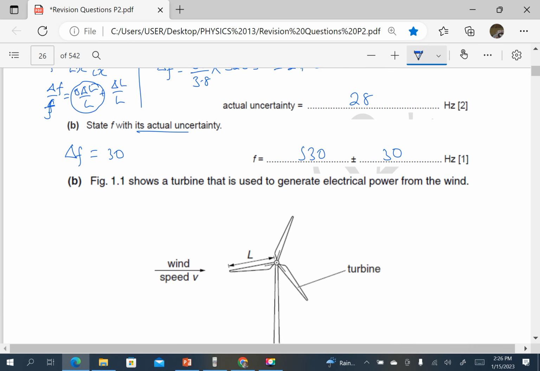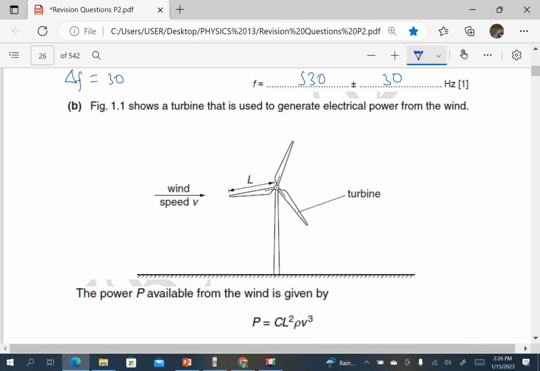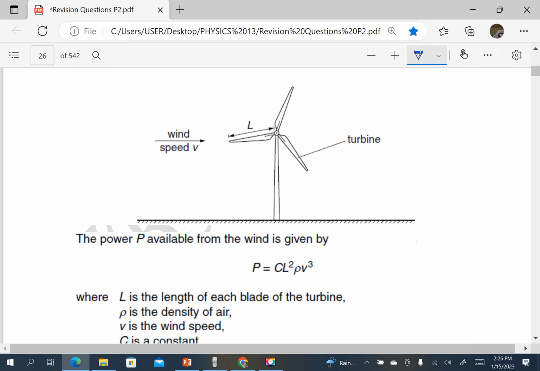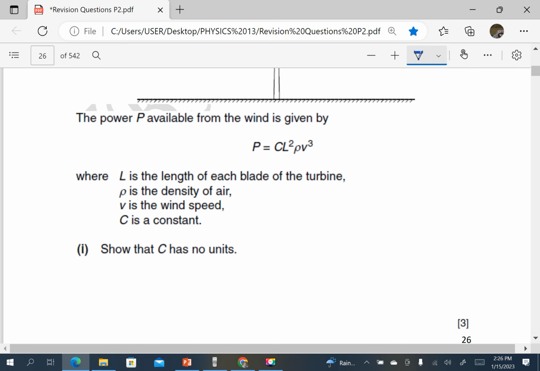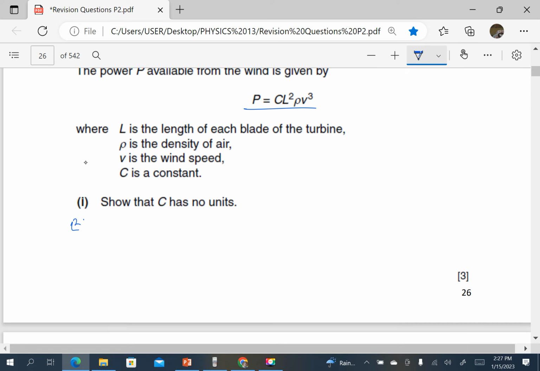The figure shows a turbine that is used to generate electrical power from the wind. So that is the figure. The power P available from the wind is given by that expression. L is length, so the units of L squared are going to be meters squared. Rho is density. The units of density are kilogram per meters cubed. V is speed of wind, so V cubed is going to have units of meters cubed times s power negative 3 because it is speed cubed. C is a constant.